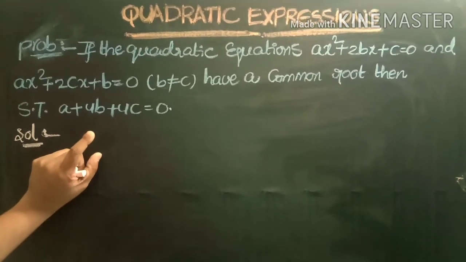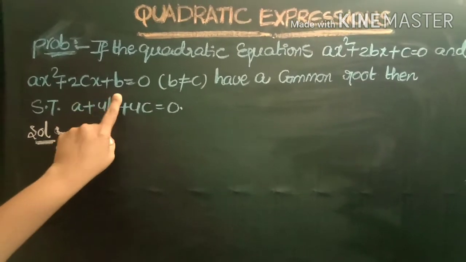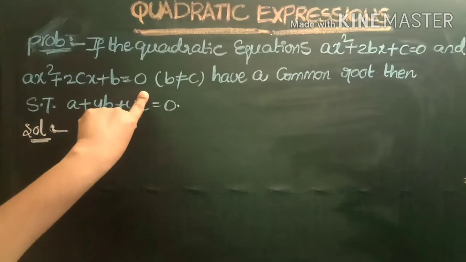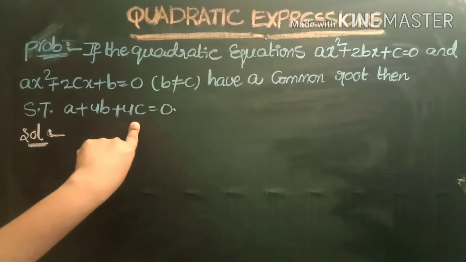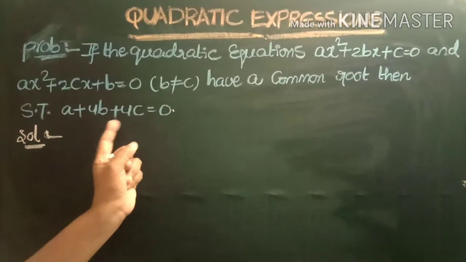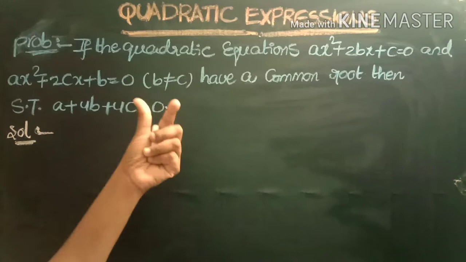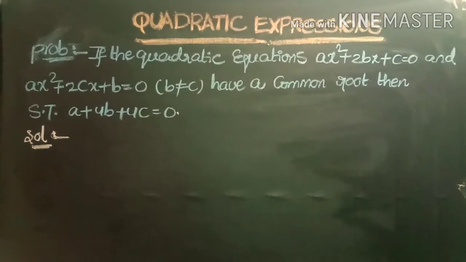If the equations ax square plus 2bx plus c is equal to 0 and ax square plus 2cx plus b is equal to 0, where b not equal to c, have a common root, then show that a plus 4b plus 4c is equal to 0. So given that the quadratic equations have a common root, that's a given condition. Now we want to show that a plus 4b plus 4c is equal to 0.